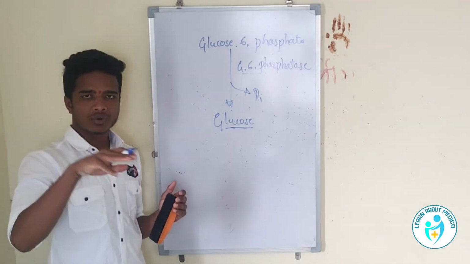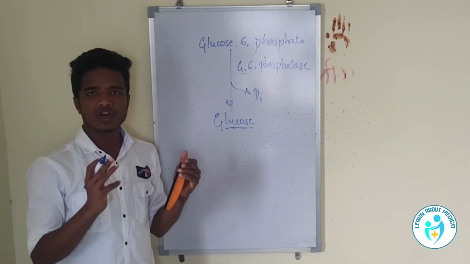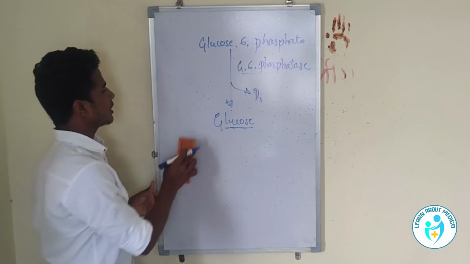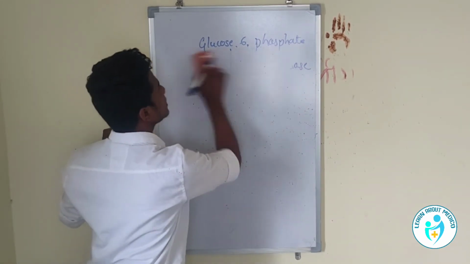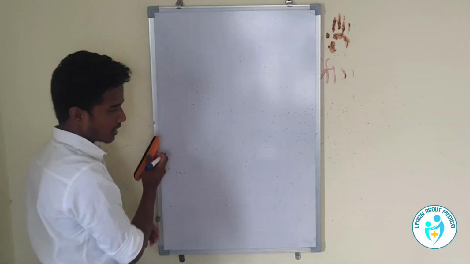These are the three irreversible steps of glycolysis. They have to be reversed, and that is the process of gluconeogenesis. This is all about the glycolysis pathway and how its irreversible steps get converted into reversible steps.